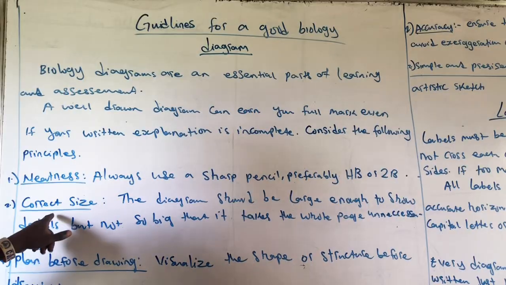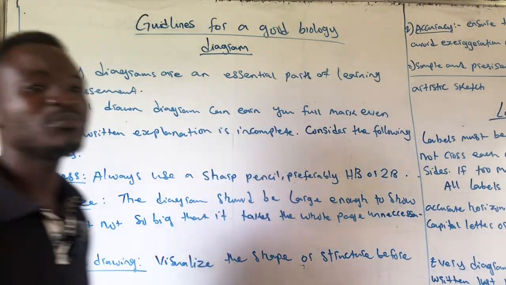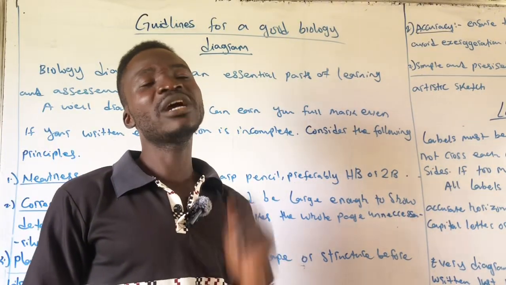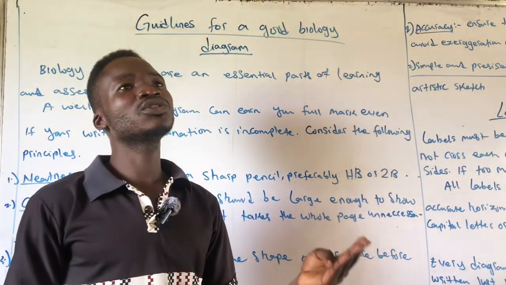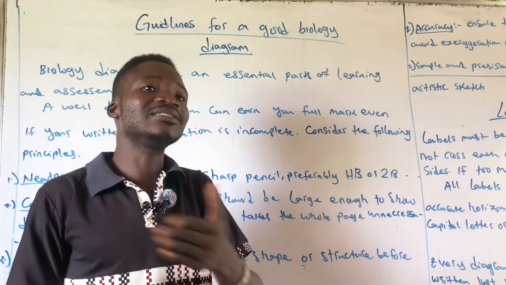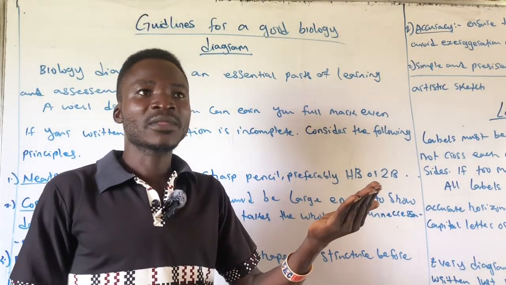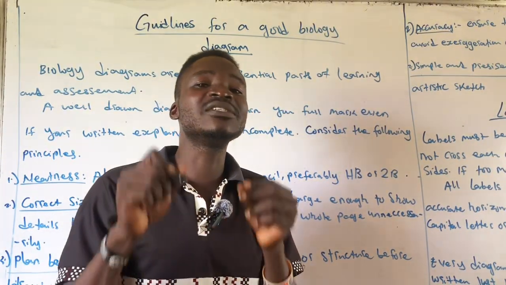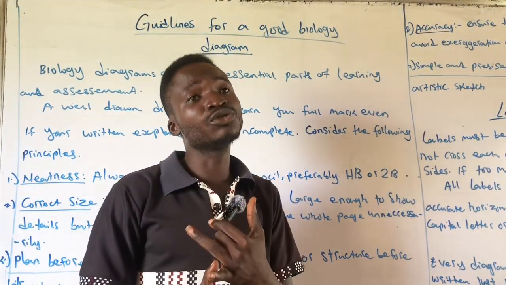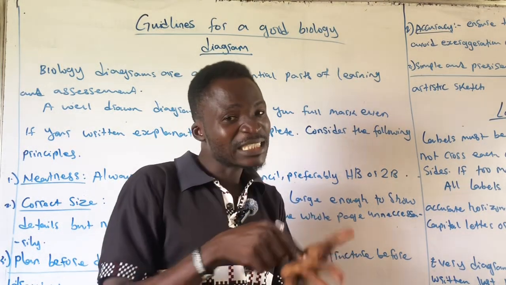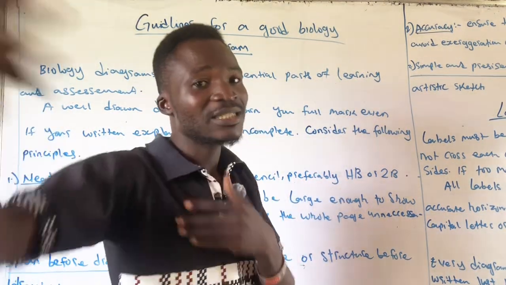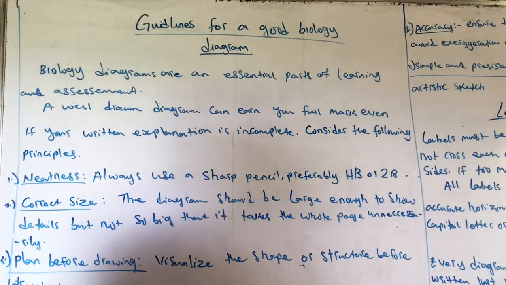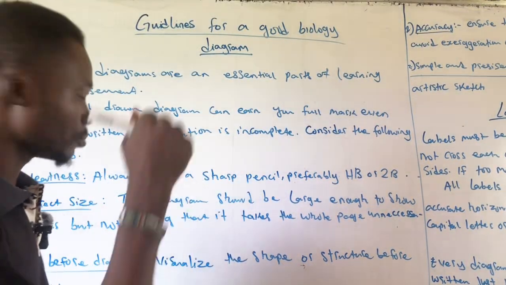Now, the next one says correct size. You might be given a certain size or you might not be given a certain dimension of a diagram. You might be given, for instance, not more than or not less than, let me say 8 to 12 centimeter diagram. If at all you are not given a size, take note, your biology diagram should not be less than 8 centimeter and should not be more than 12 centimeter. Did you get it now? That is correct size. It should be well detailed, not too big and not too small.